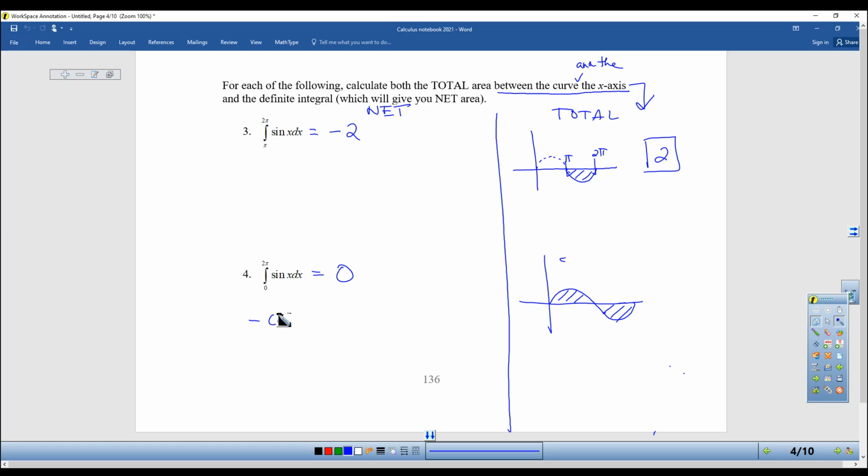If you don't believe me, of course, you can actually do the integral from 0 to 2 pi, negative cosine of 2 pi minus negative cosine of 0. Cosine of 2 pi is 1, and then this is plus 1, so it's 0. But if you understand the graph, you can just look at the graph and say, oh, it's going to come out to be 0. But what is the total area? Not 0. It's 4, because this is 2 and that's 2.